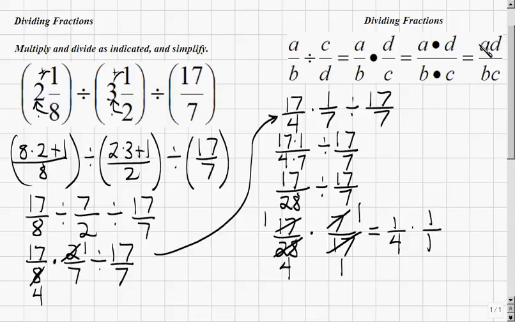Following our rules again, we'll multiply the numerator and the denominator. So this becomes 1 times 1 over 4 times 1, which our final answer becomes 1 over 4. Since this fraction cannot be reduced, our final answer is 1/4.